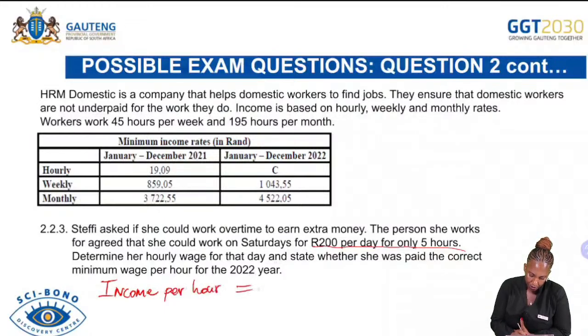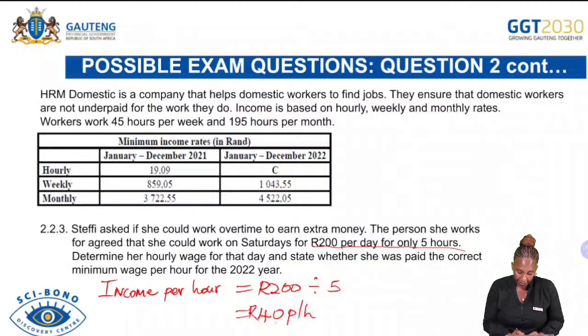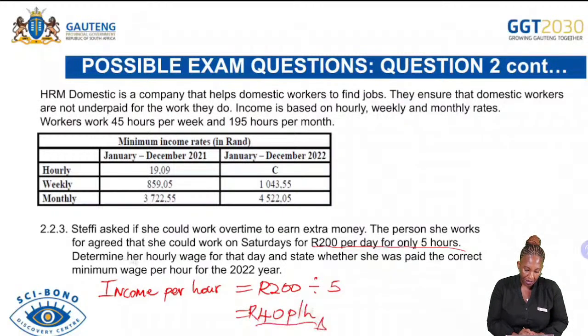Now, if it's 200 rand, let me start here, her income per hour will be 200 rand divided by 5 hours. The answer will be 40 rand. So it means she'll be paid 40 rand per hour. Remember now, if I end here, I did not answer the question in full because the question says determine her hourly wage. Income per hour, we have determined it to be 40 rand for the day, and state whether she was paid the correct minimum. Meaning now I have to write a reason.